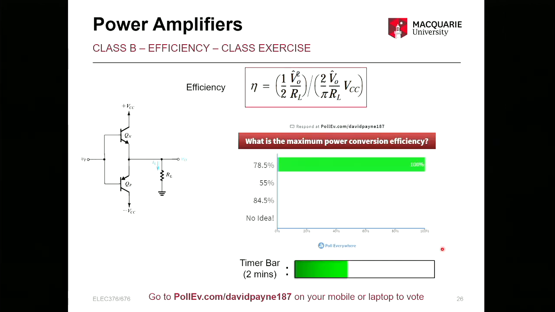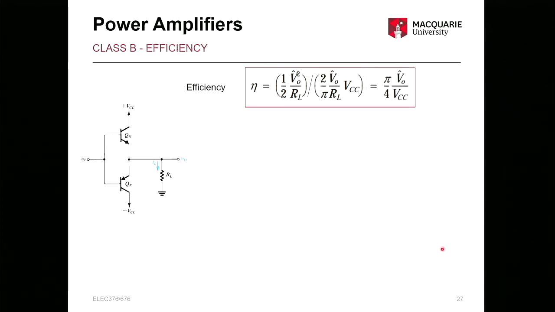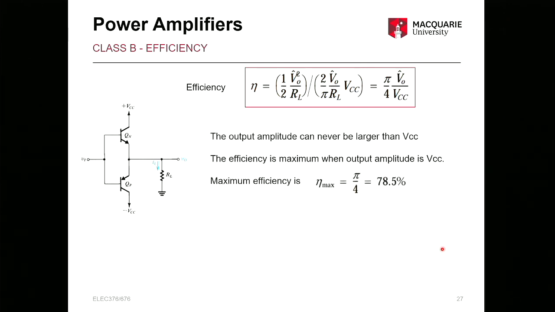Okay, I think everybody's got that one. So yeah, if I show the other part of that equation, it becomes even more obvious. If you set V out equal to VCC, which is your maximum, again assuming the VCE sat is 0, then you just have pi over 4, which is around 78.5%. Make sense to everybody?